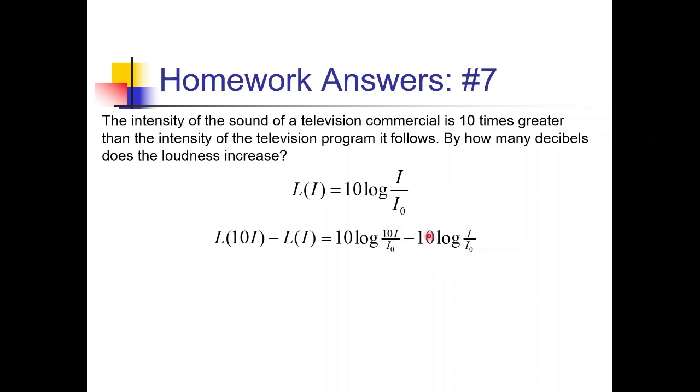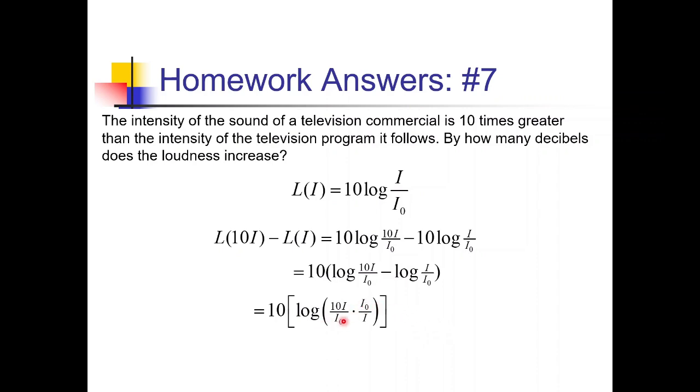I can start by factoring out these 10s. So that leaves me with 10 parentheses, and then we have these two logs that are being subtracted in the same parentheses together. Now if I'm subtracting these logs, that means that I can divide their inputs. So I can write this in here as log of 10I over I0 divided by I over I0. But if I'm dividing by a fraction, I can actually just multiply by the reciprocal. So I'm going to skip a step here and call this log of 10I over I0 times the reciprocal of this, I0 over I.